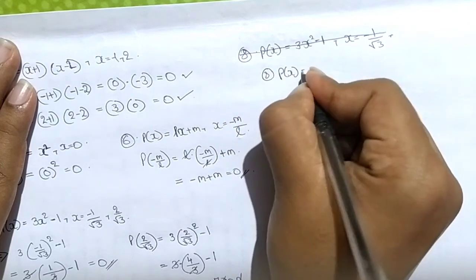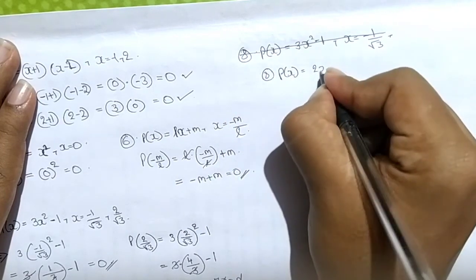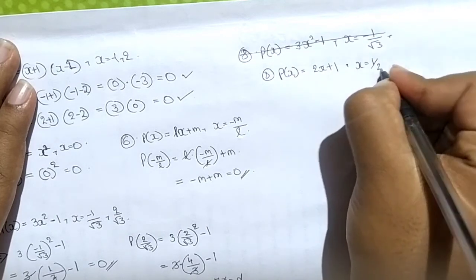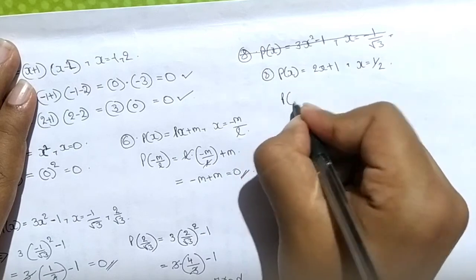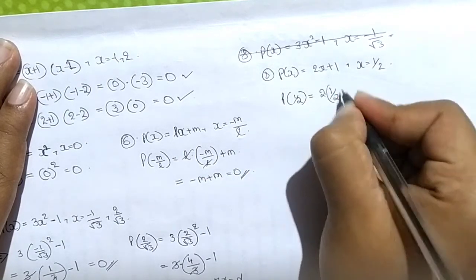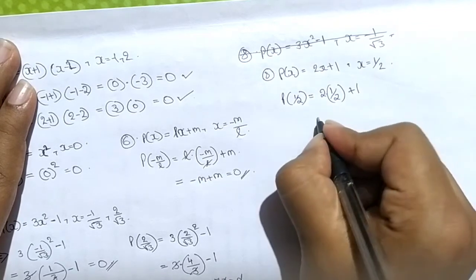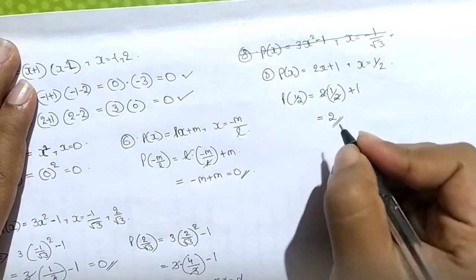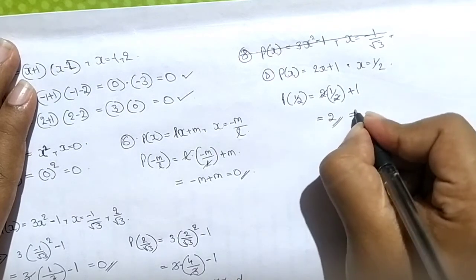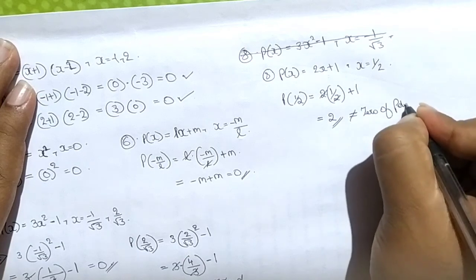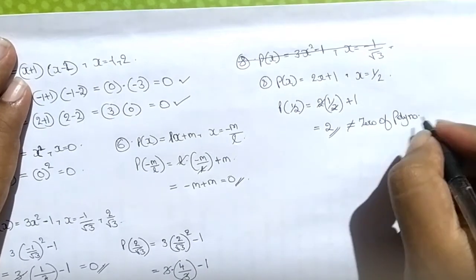P of x is equal to, the 8th one. I confused the 8th with the 7th one. x equal to 1 by 2. Substitute 1 by 2 in the place of x: 2 into 1 by 2 plus 1. 2 cancels, 1 plus 1 gives you 2. And this is not a 0 of the polynomial.